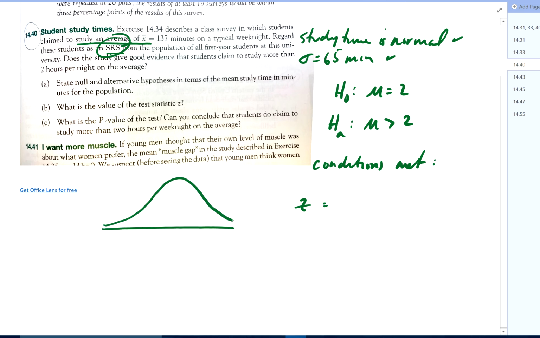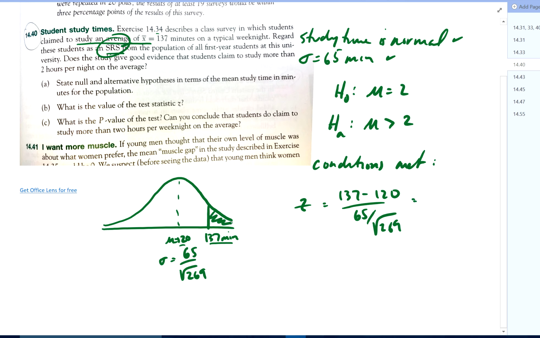If mu really is 2, then the standard error is going to be 65 over the square root of, what was our sample size? 269, from problem 14.34. And we got 137 minutes. Now we have to be careful because we're talking hours here, and this is in minutes. So we're going to have to convert the 2 hours to 120 minutes so that we use the same units. We're talking all minutes now. So z is going to be 137 minus 120 over 65 over the square root of 269.